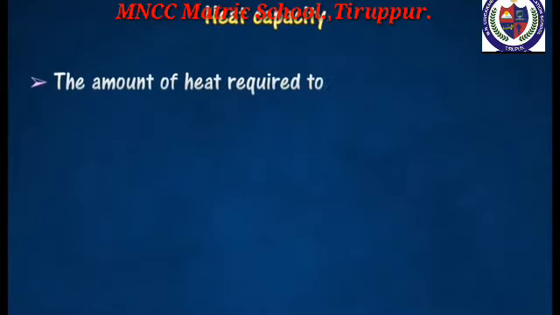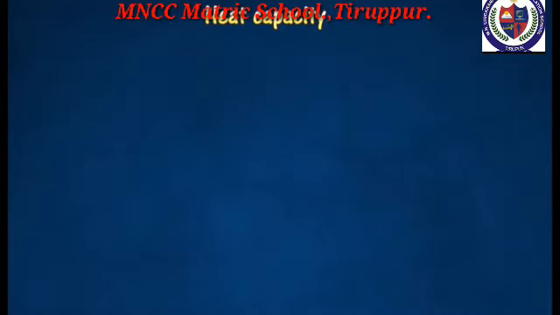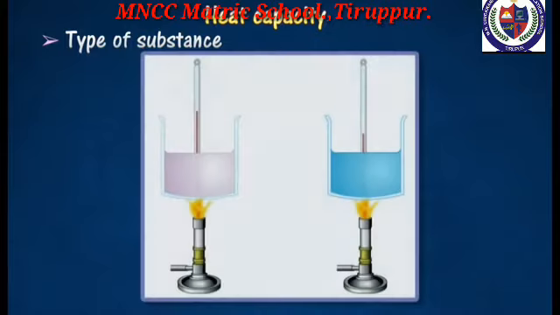Next, heat capacity. It is the amount of heat required to raise its temperature by 1 degree Celsius. Heat capacity is measured in joules per degree Celsius, J °C⁻¹. Heat capacity of a substance depends on a few factors. Number 1, type of substance.